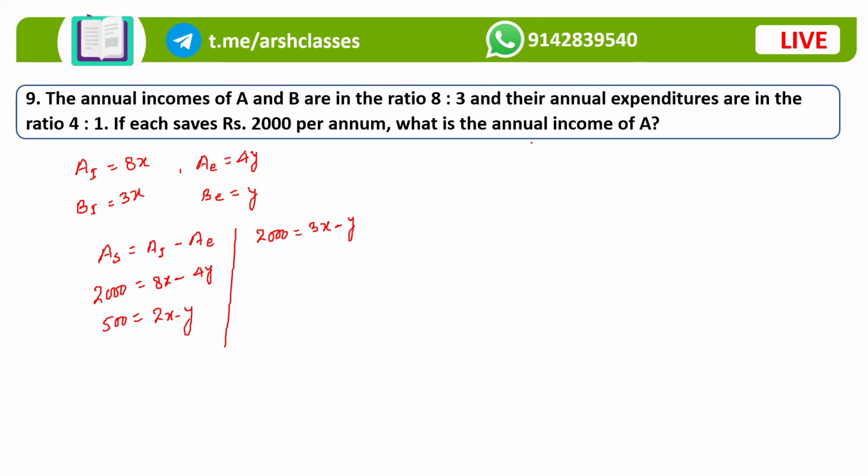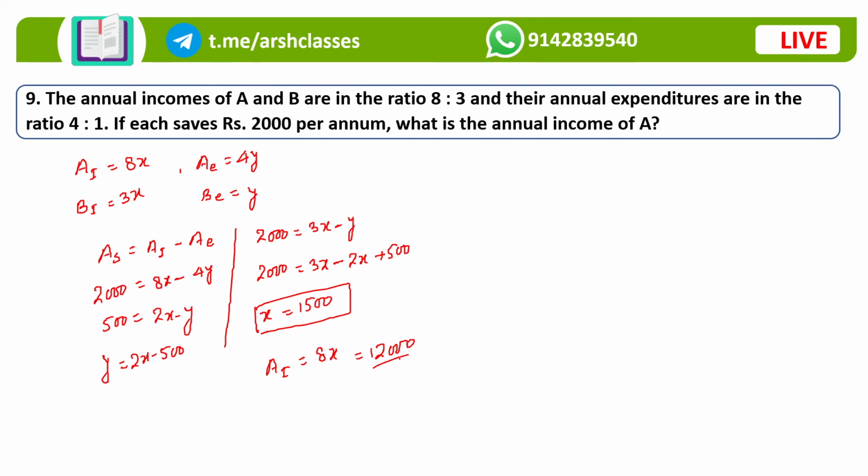The question is, what is the annual income of A? To get the annual income of A, keep in mind the annual incomes of A and B are in the ratio 8:3. So if we calculate the value of X, then we will get the annual income of A. So replace Y. Instead of Y, can I write 2 times of X minus 500? This is 2000 equals 3 times of X minus Y, which is 3X minus (2X minus 500). So this becomes minus 2X, and after multiplying with this minus sign, I'm going to get X equals 1500. As X is 1500, A's income, which is 8 times X, will give you 12000 after putting the value of X.